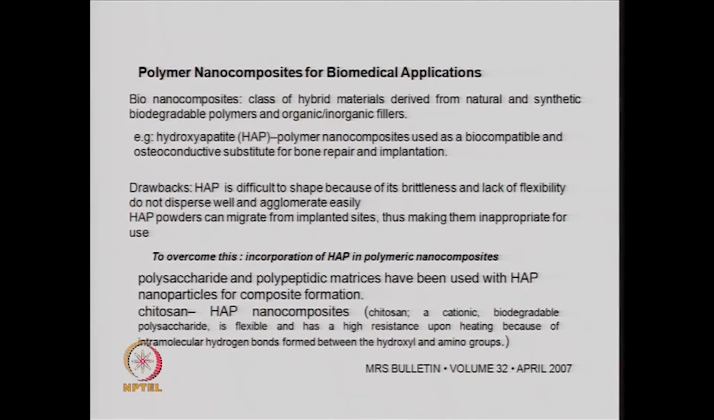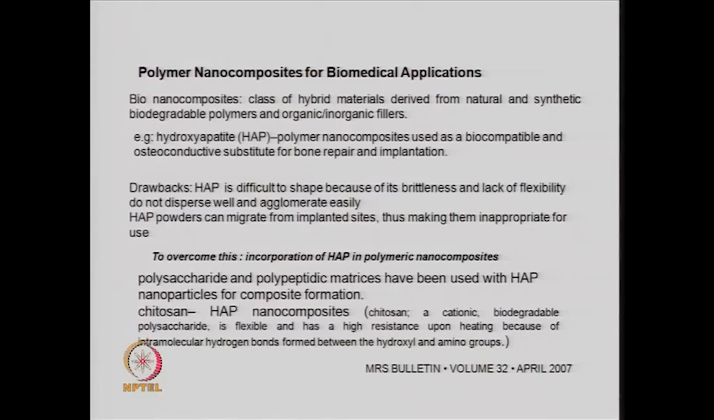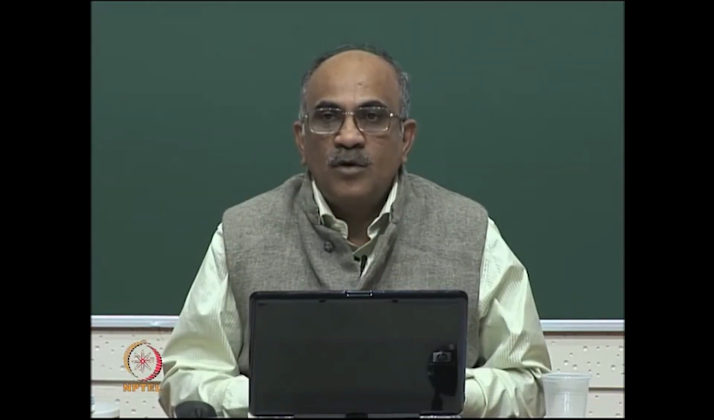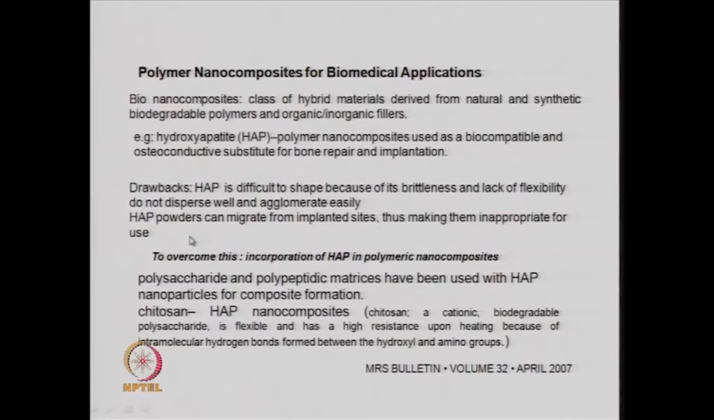So, these hydroxyapatite powders can migrate from the site where they were implanted because of their ability to agglomerate, and thus hydroxyapatite as such is not very efficient for the purpose for which it is planned, that is as a substituent for bone, either for implantation or for bone repair.